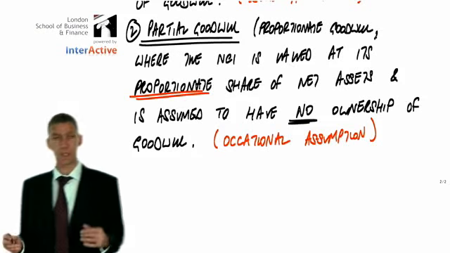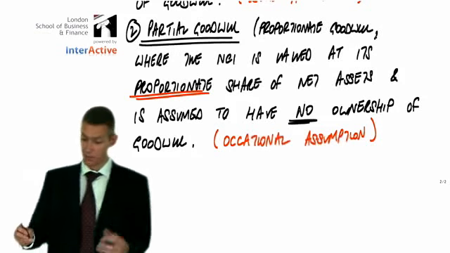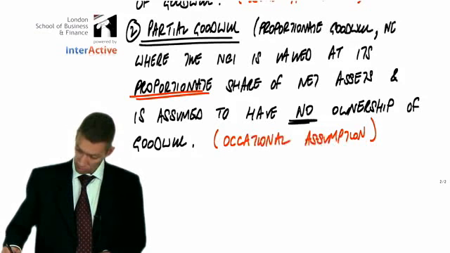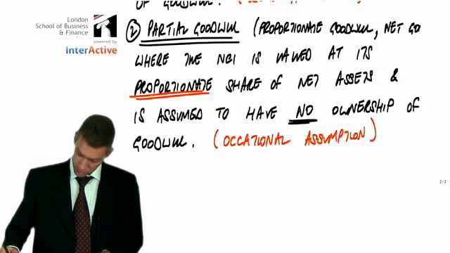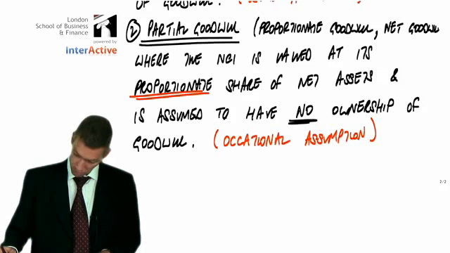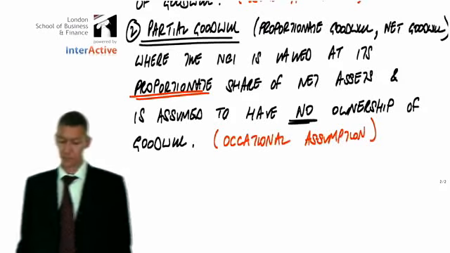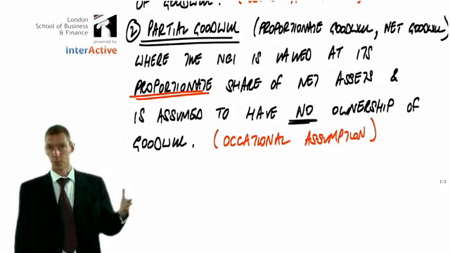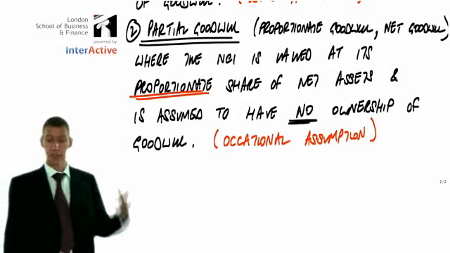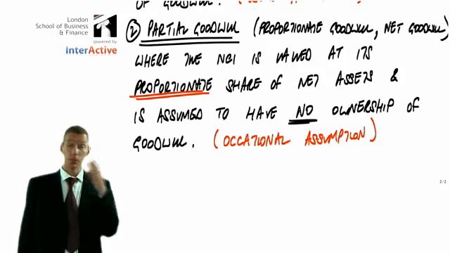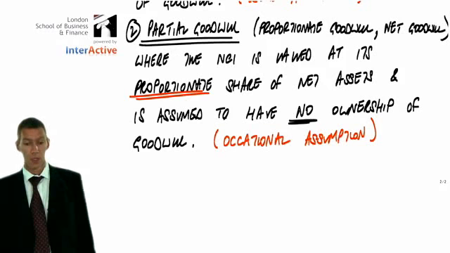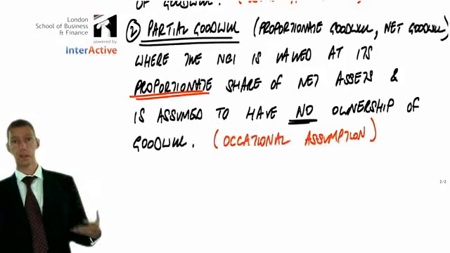And even more annoyingly, it's actually got a third name, which is net goodwill. Which is very annoying, isn't it? Very annoying. So we have full goodwill, which is always called full goodwill, thank goodness. And then we have the other one, usually called partial goodwill, which is proportionate goodwill or net goodwill.